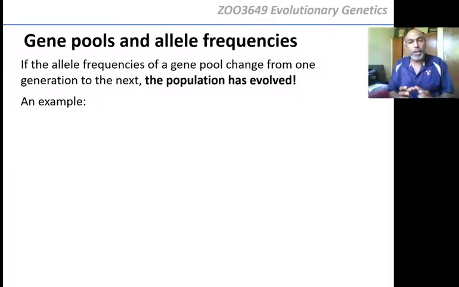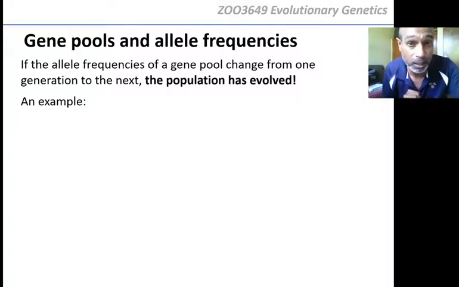So now we take a population in generation 1, we figure out the allele frequencies. Then we wait for them to mate and have kids and so on. Now we go to the second generation. We work out our allele frequencies of the second generation. And now we can compare the 2 allele frequencies, generation 1 and generation 2. And if they are different, what does that mean? It means the population is evolving. Okay? It means the population is evolving.